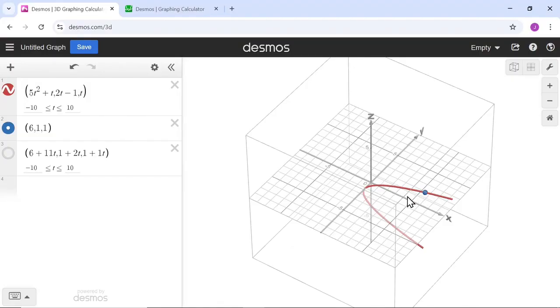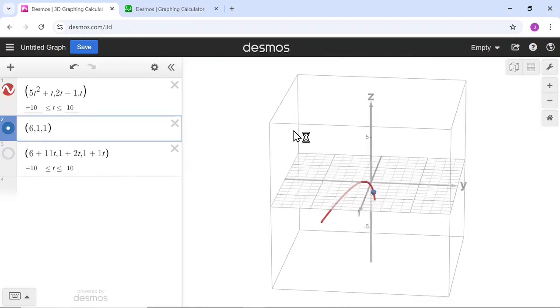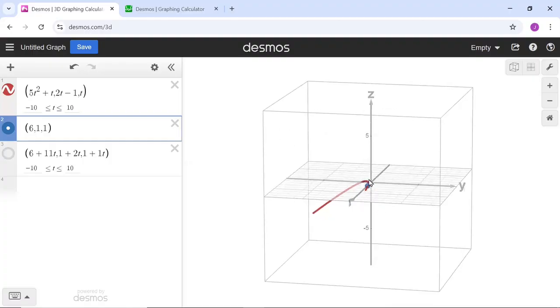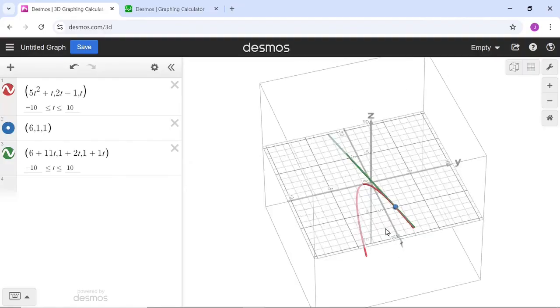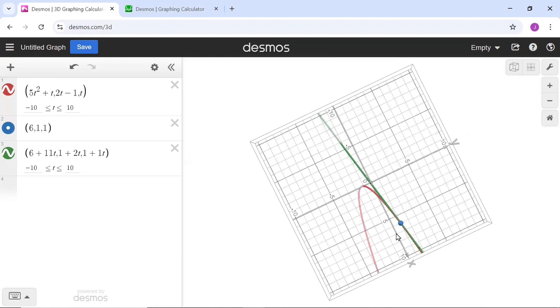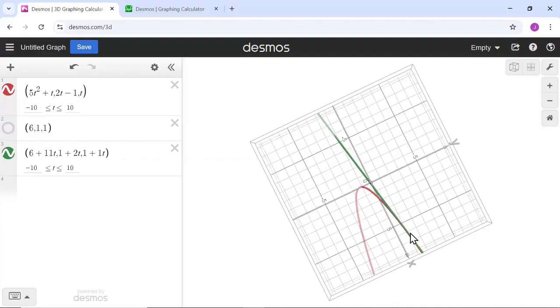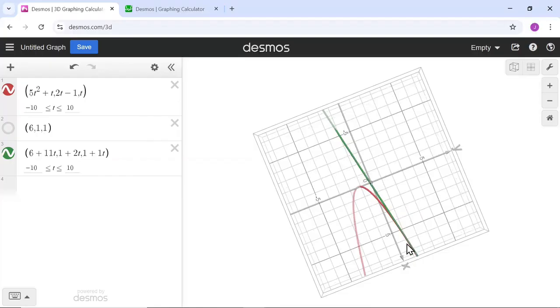Now the tangent line is 6 plus 11t, 1 plus 2t, and 1 plus 1t. And if you think about this, this needs to be a line that in 3-dimensional space is going in the same direction as our curve at that point. So if you can see it, if you're looking down, this tangent line goes through, hits that point, and just keeps going. Might be easier to see without that point. So looks like that.